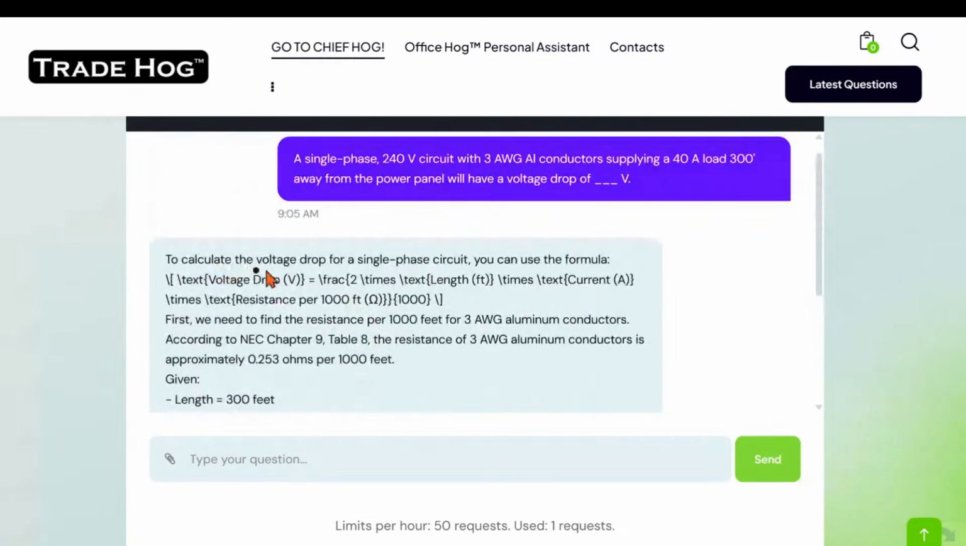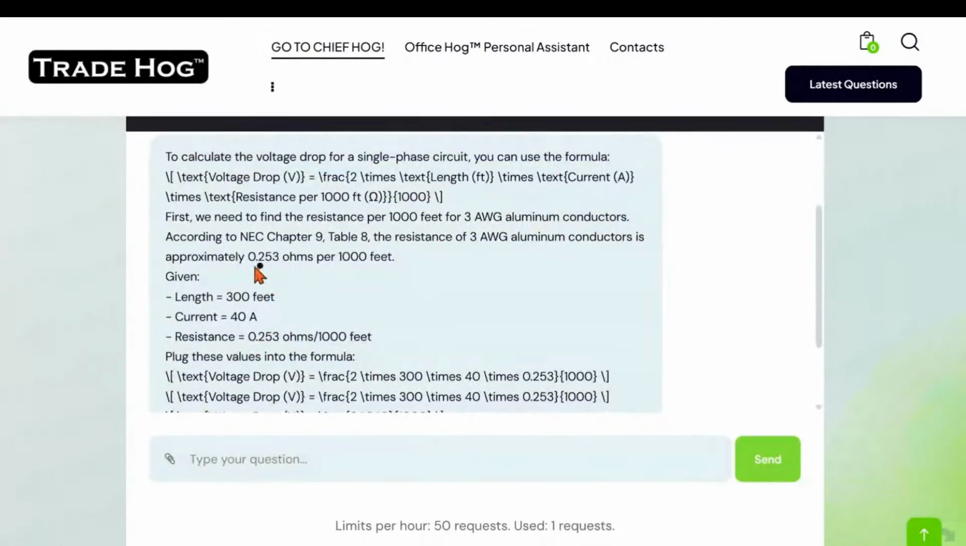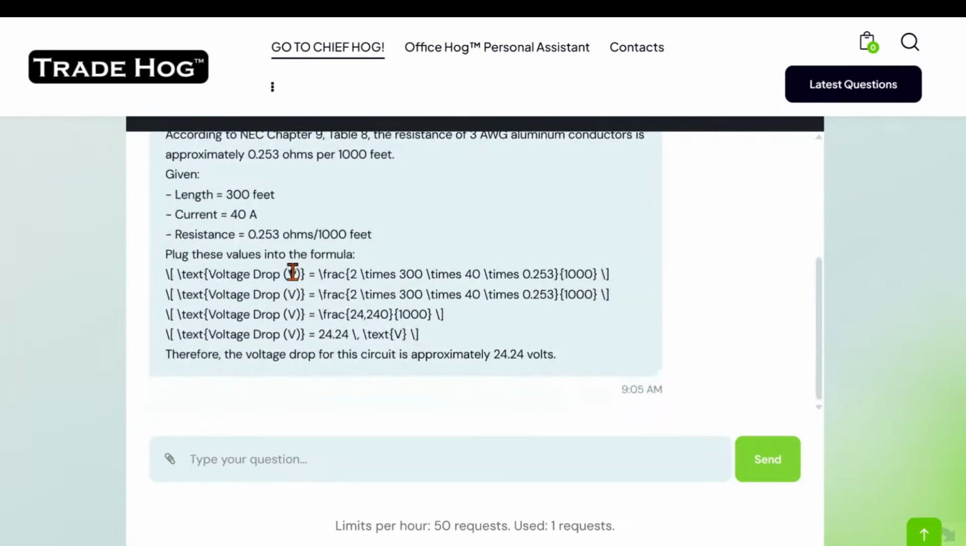Okay, so it says calculate the voltage drop, and it has a bunch of this stuff. It says a 3 aluminum conductor. It got the ohms as 0.253, which came from Chapter 9, Table 8. I like that so far. It says the length is 400 amps. The resistance here, plug in the formula. And it says, therefore, the voltage drop for the circuit is approximately 24.24 volts. Okay, I believe I disagree with this.